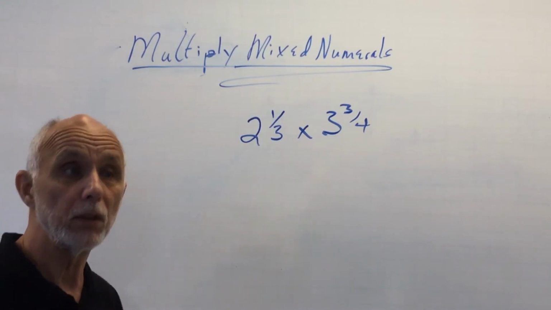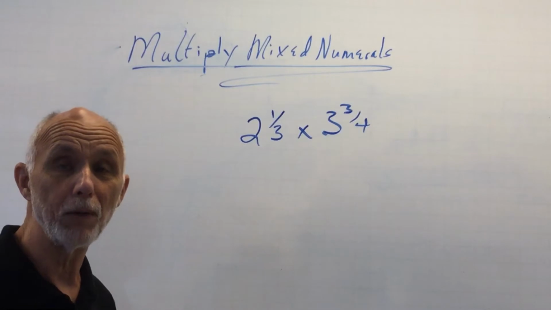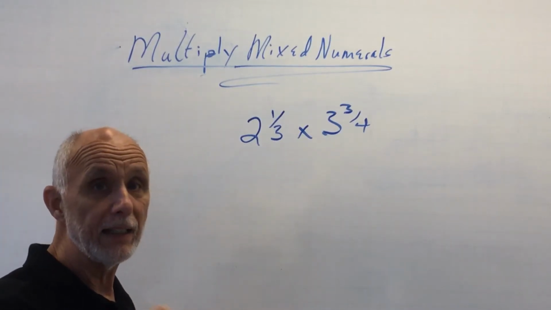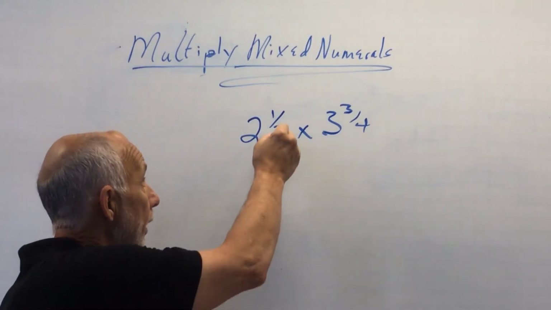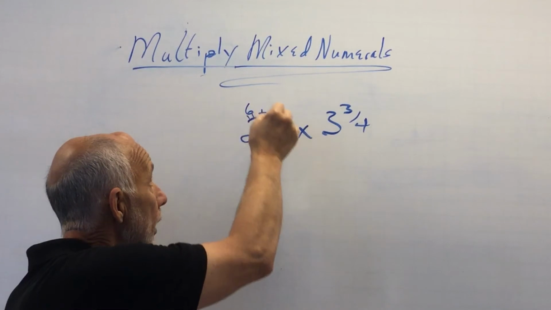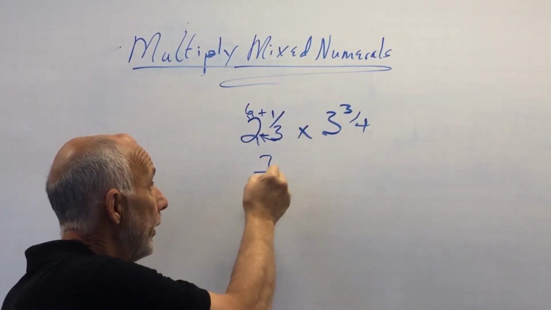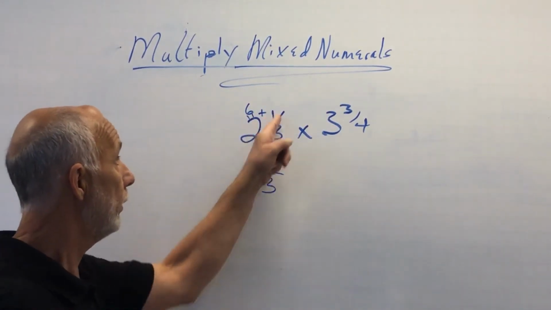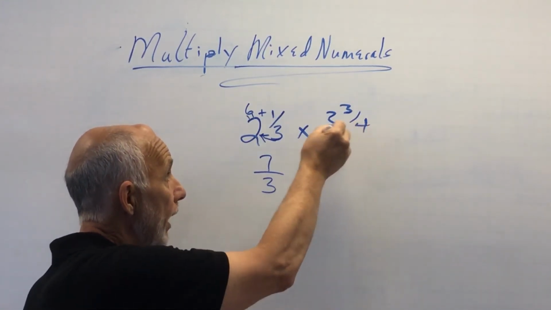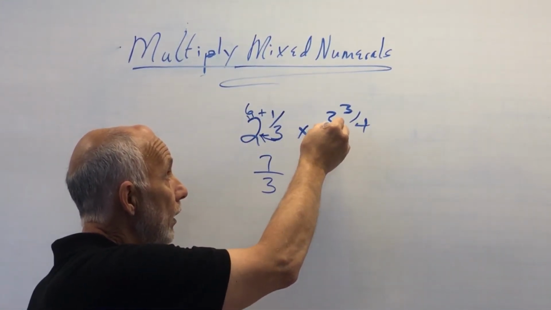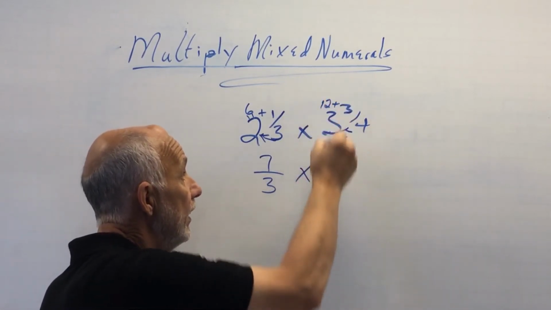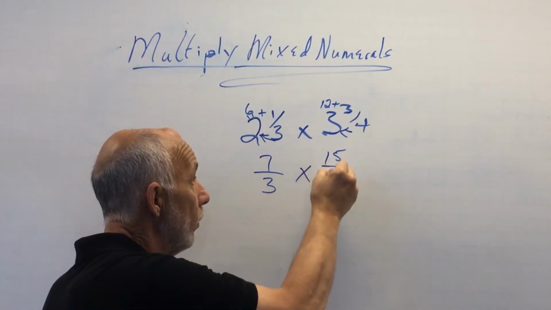Remember Mabo? Dun, dun, dun, dun, dun, dun. No, not Mabo. Mabo. Remember, you multiply, add, and bring over. You multiply 3 times 2 equals 6. 6 plus 1 equals 7, and bring over the 3. So 2 1/3 is actually 7/3. And then 4 times 3 is 12. 12 plus 3 is 15. And you get 15 over 4.